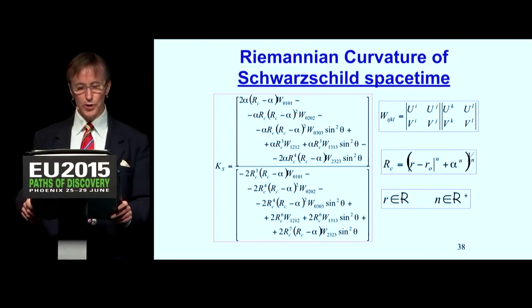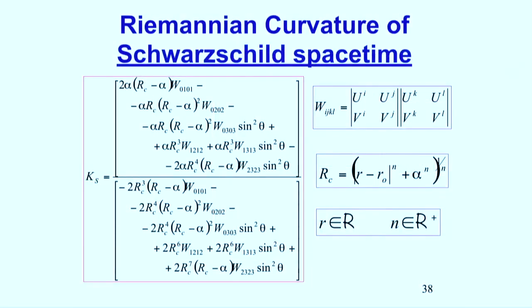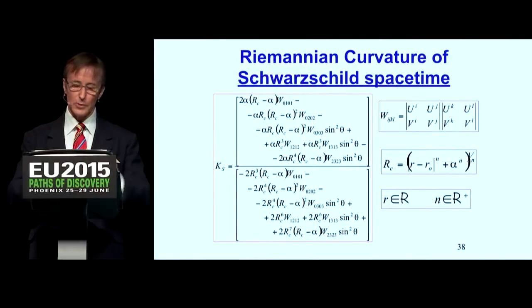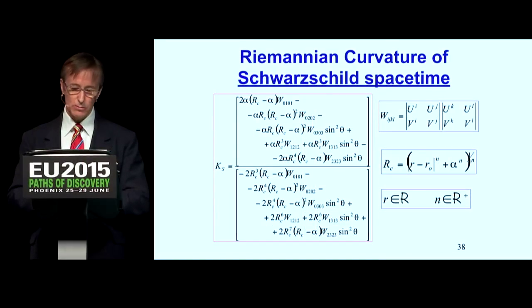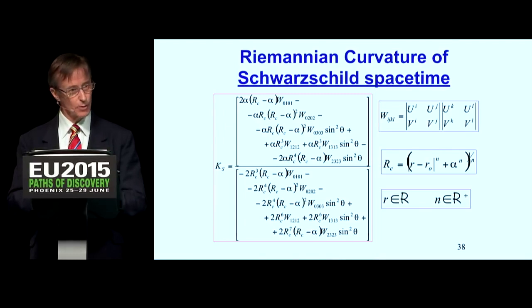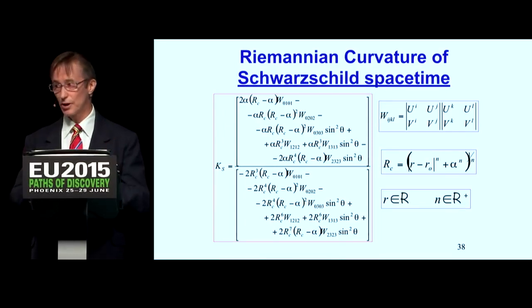Here's my calculation for the Riemannian curvature of Schwarzschild space-time. Note, RC is still there. R is a real number. N is any positive real number. W we see is composed of two determinants. It's a product of two determinants which involve the direction vectors. The term on the right is very complicated, both numerator and denominator. So I've just given you the result. You can always go back and check it if you want to make sure that it's right. You might find a mistake somewhere. If you do, let me know.